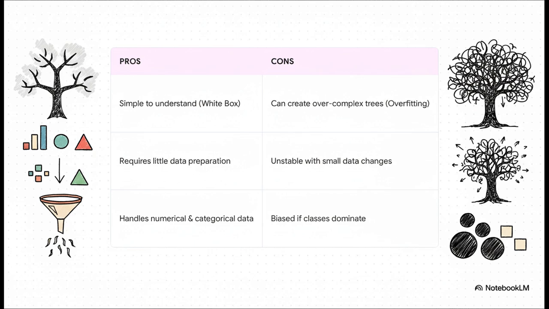But on the downside, they have a nasty habit of overfitting, which means they can get way too complicated. They can also be a bit unstable. Even tiny changes in your data can sometimes create a totally different tree. And they can get biased if your data isn't balanced.